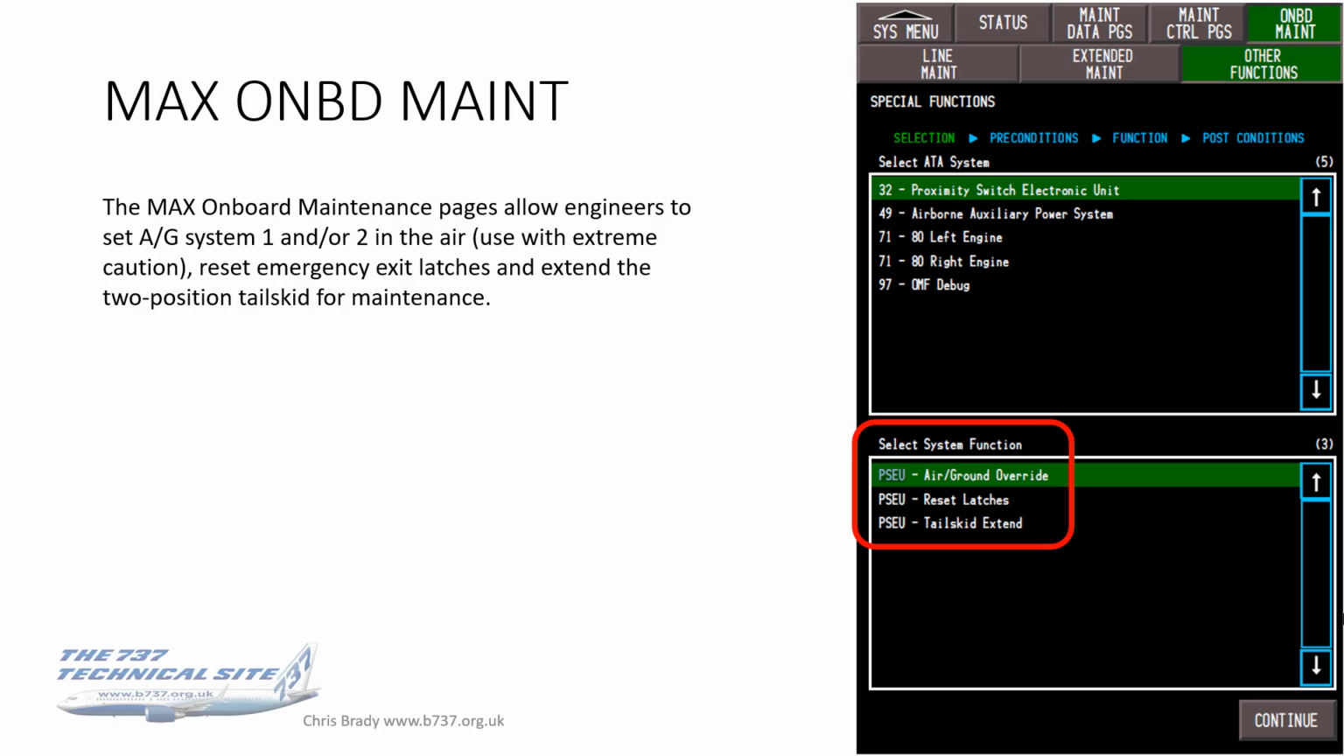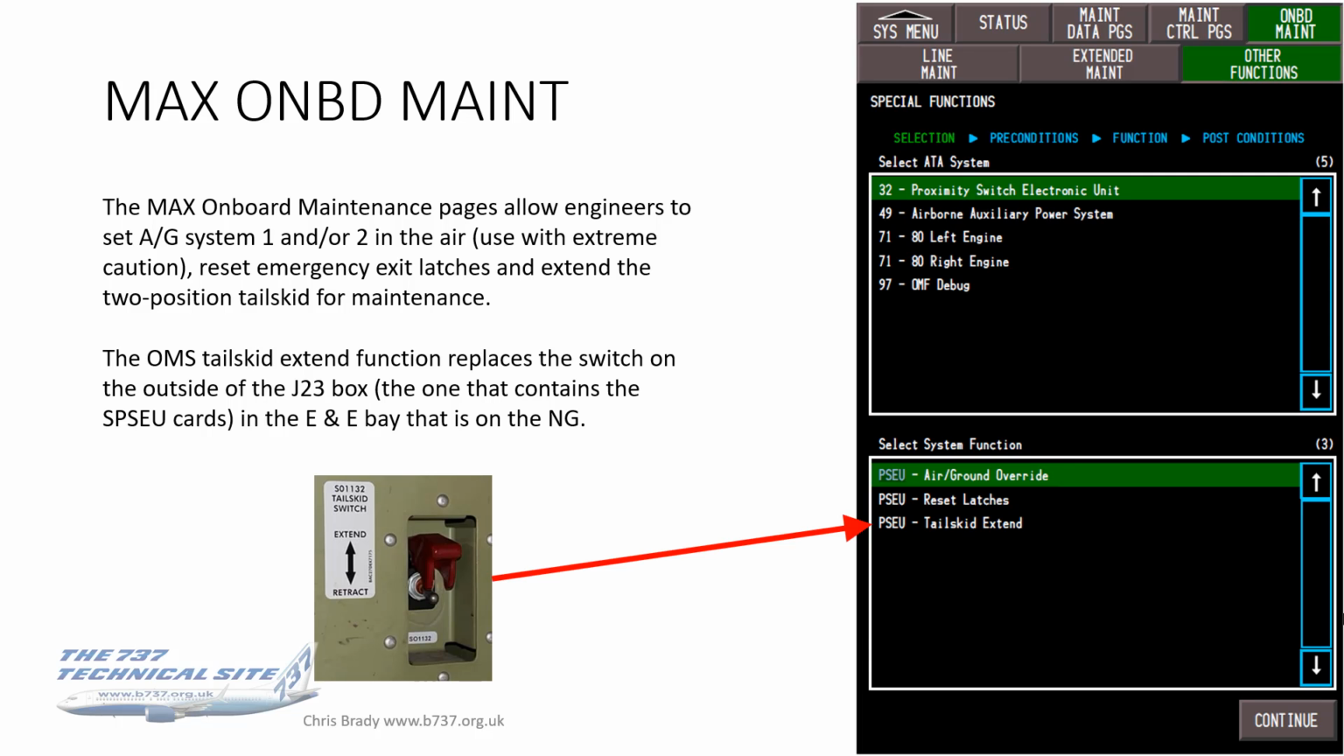You can also reset emergency exit latches and extend the two-position tailskid for maintenance. That tailskid extension function replaces the switch that was on the outside of the J23 box, which coincidentally is the one that contains the SPSEU cards in the ENIB bay on the NG. So that switch has gone on the Max because it's all done from these onboard maintenance pages.